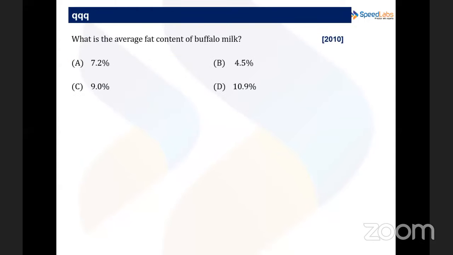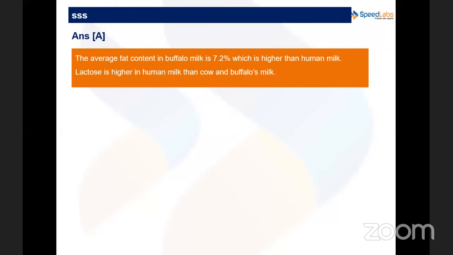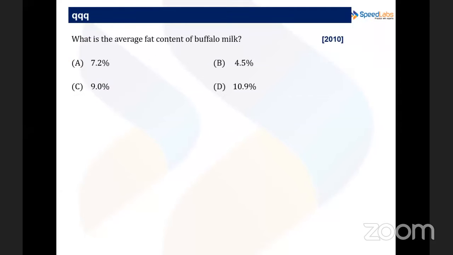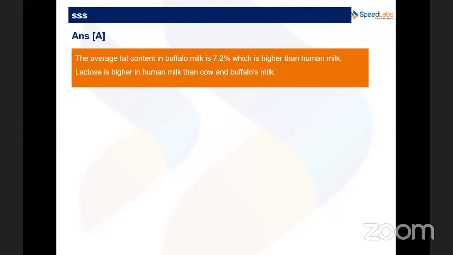The next question is, what is the average fat content of buffalo milk? Option A, 7.2%. Option B, 4.5%. Option C, 9%. Option D, 10.9%. So it is again a fact-based question. The answer is option A, 7.2%, is the correct answer. So the average fat content in buffalo milk is 7.2%. That is higher than human milk. This statement is important.